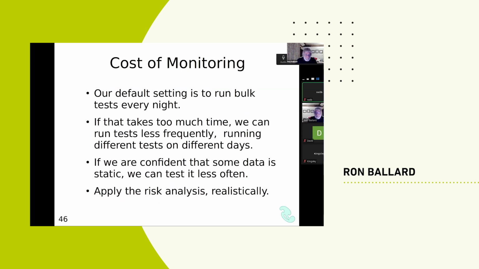So what I would try to do first of all is run all the tests that I want to run every night. If that takes too much time, it's quite unusual for it to take too much time, actually. But if it does, we could run tests less frequently, running some tests one day and some other tests the next day, and then the first test on the third day again. If we're confident that some data is static, if we know it's only changed once a month, then we can run the test just after it's been changed. So we need to apply that risk analysis, even though the probability is very hard to determine.